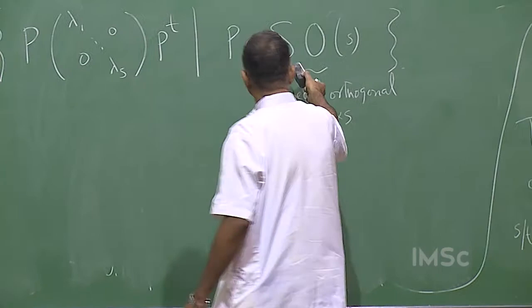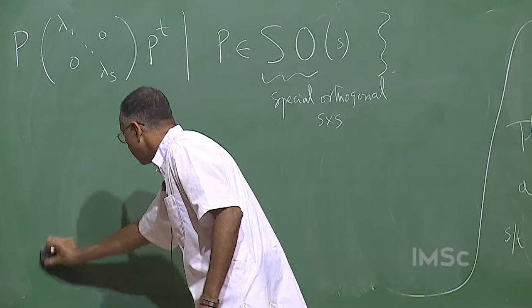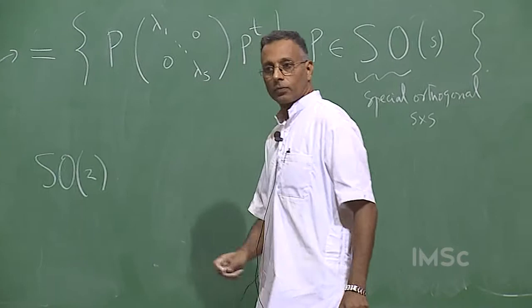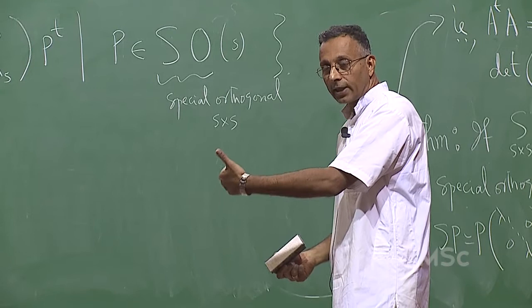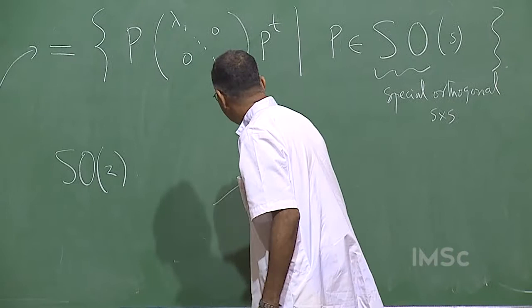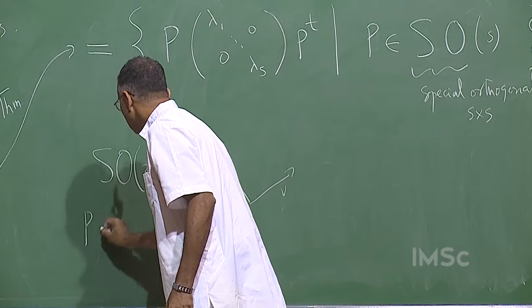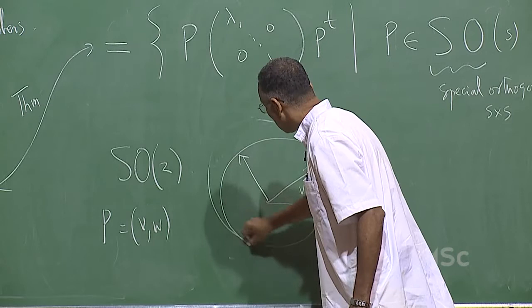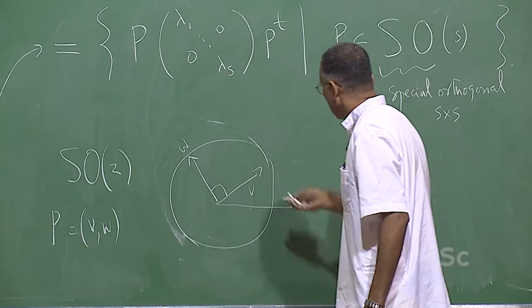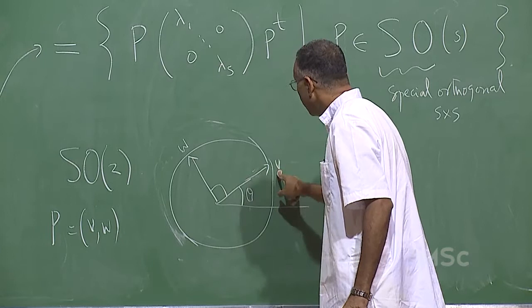Okay? So let us look at, once again, SO2 first of all. So what's a special orthogonal 2×2 matrix? Well, the first column is one unit vector, and the other column is a second unit vector which is orthogonal to it and positively oriented. So we'll go back to our picture that we drew. Any element P is equal to [V W], where V is a unit vector. I'm sorry, my picture isn't great, but that's my unit circle. And W is this, and this is 90 degrees. A good way of thinking about this: V determines W. So if I know this column, I know this column.